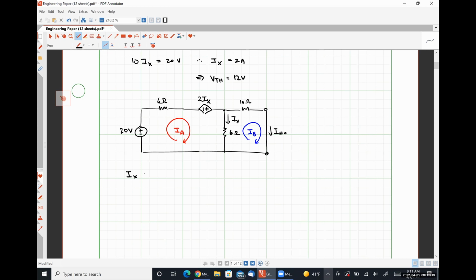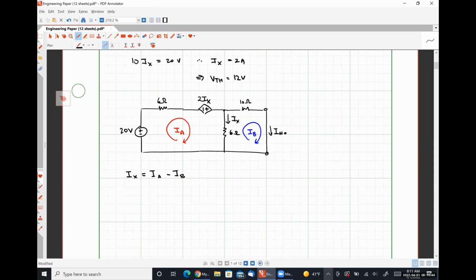Ix is equal to IA minus IB. Exactly correct, Dylan. Thanks. So we have our controlling variable relationship taken care of. As I said a moment ago, we don't have any current sources, so we don't have current relationships to write. So now we just do KVL for mesh A, KVL for mesh B, and solve our system.